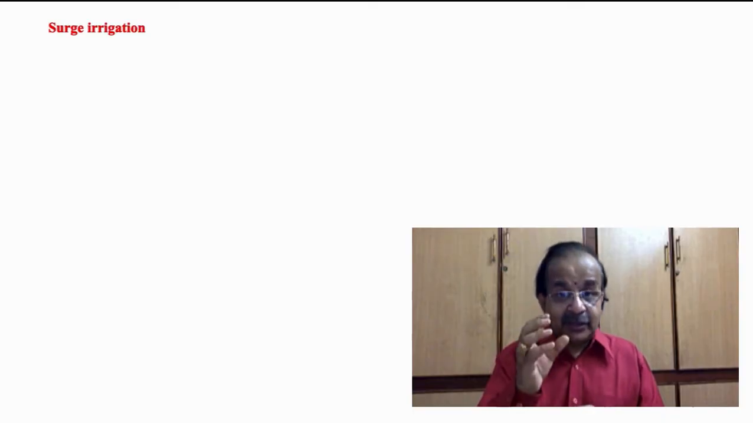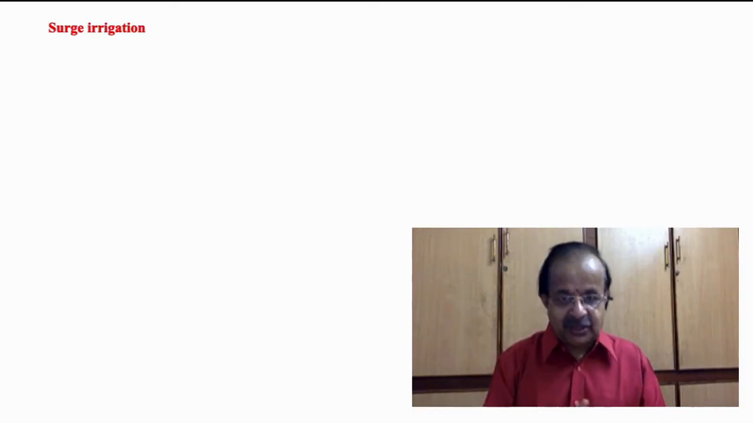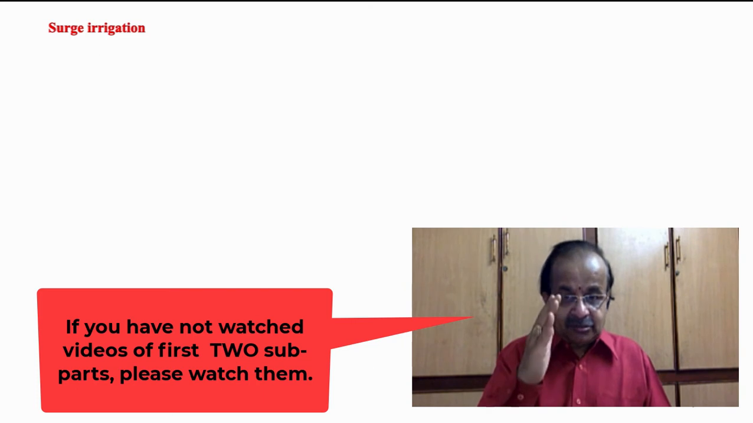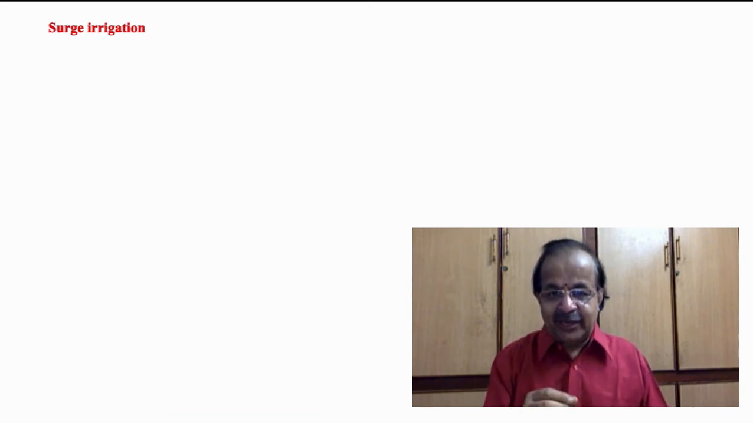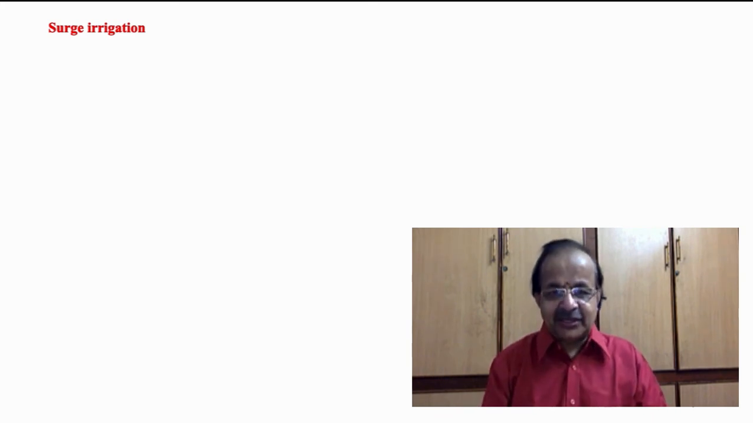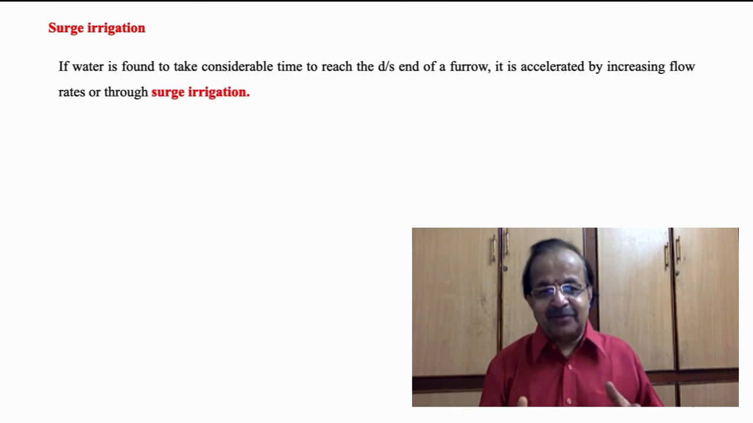Now, let us discuss various aspects of surge irrigation. Please recollect that in the second subpart, we discussed the furrow method of irrigation. Major disadvantages in this method are the very long time consumed by water to cover the entire length of the furrow and also non-uniform distribution of moisture along the length of the furrow. These can be overcome by adopting surge irrigation.